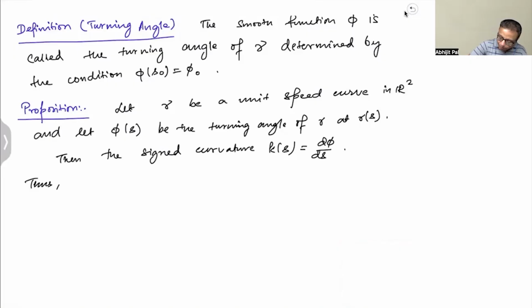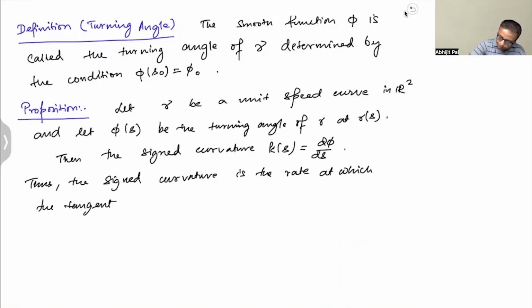So thus the signed curvature is the rate at which the tangent vector of the curve rotates. Okay, and so what is the proof of this?